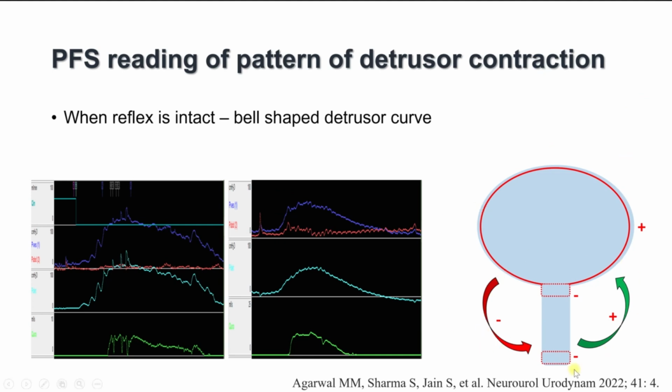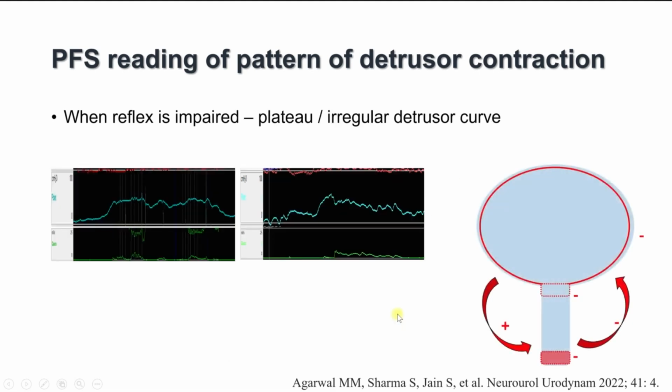These secondary reflexes, if they are normal, the detrusor pattern is generally bell-shaped. However, in cases of external sphincter dysfunction or pelvic floor dysfunction, these reflexes are impaired, and these impaired reflexes hamper the detrusor contraction, and thereby the detrusor contraction looks like a plateau or a plateau with irregular pattern, unlike a nice bell-shaped pattern. This is our original research, and we have found about 90% predictability of the presence of this pattern in proving that this is an external sphincter or pelvic floor dysfunction.